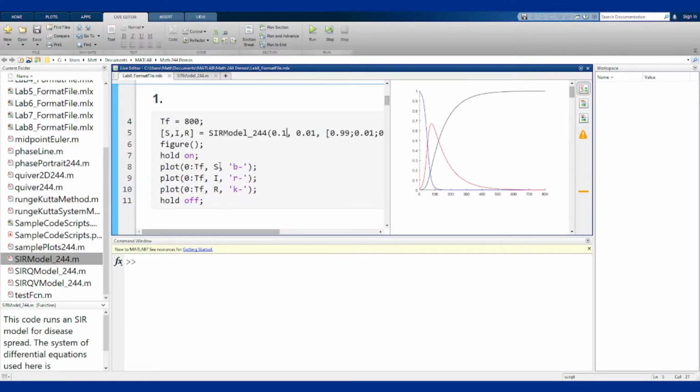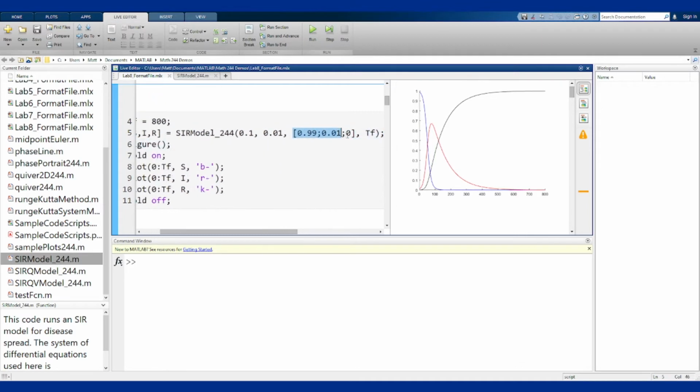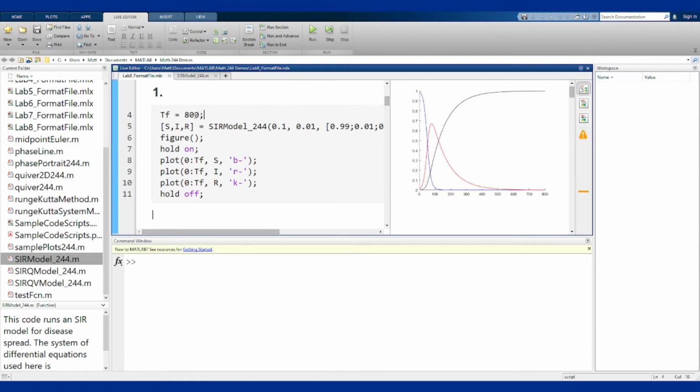So in this first method call here, I'm calling SIR equal to this method with an R value of 0.1, a C value of 0.01, initial conditions of 0.99, 0.1, and 0, and this final time that is set up here at 800. So if I want to change parameters, I can just change these values. Say I make this 0.2 and this 0.005. I can run this section again, and the graph will change. And you can see how changing these parameters affects the graph and the results.